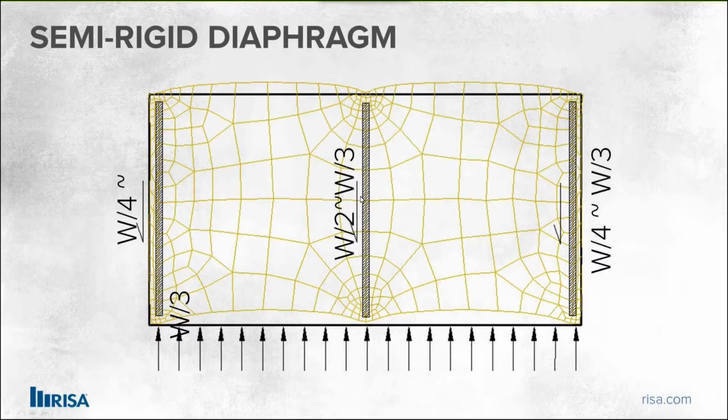It looks like I have a little misprint here. It's going to be about a quarter to a third of the loads on the outside wall elements, and about a half to a third of the loads directly to the middle element. But what you're seeing is based on the stiffness of that diaphragm. So it's a little bit more like reality.